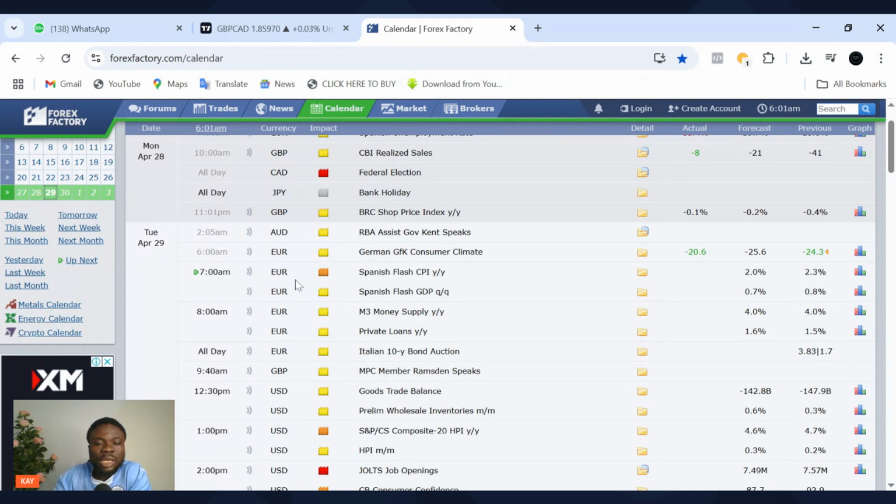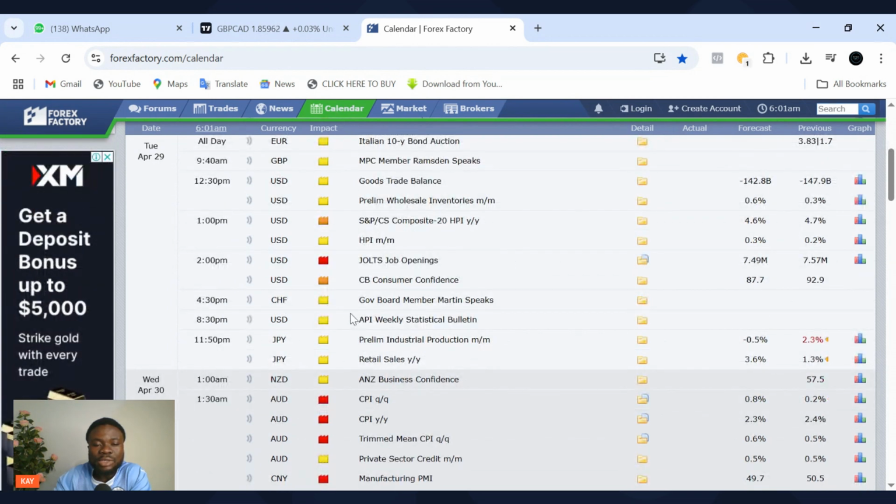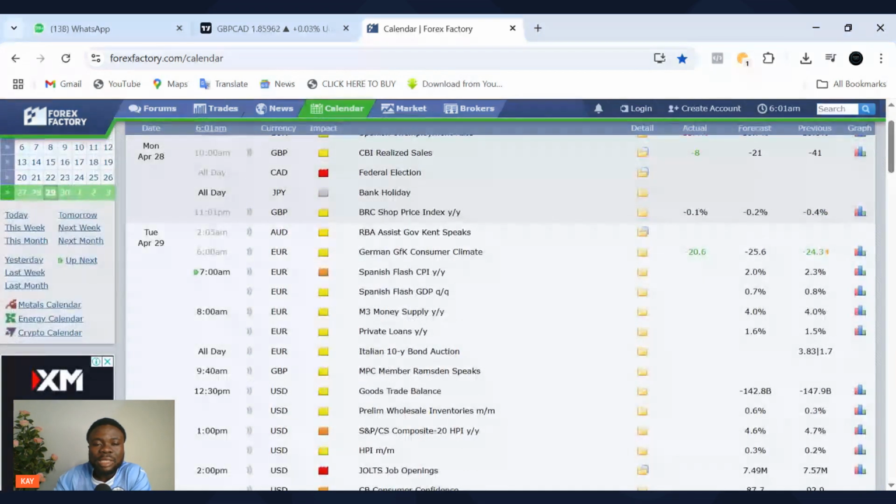So on 29th of April during the London session, you're having a clean session. When it comes to fundamentals, you don't have any high impact news that will be hitting the market. The only time you are going to be having high impact news is during the New York session. That is when you are going to be having the job openings. So that's when you are going to be having high impact news. Apart from that, the London session is clean.